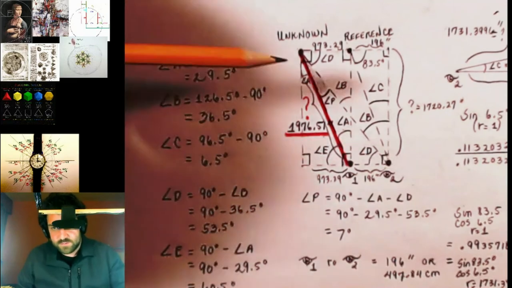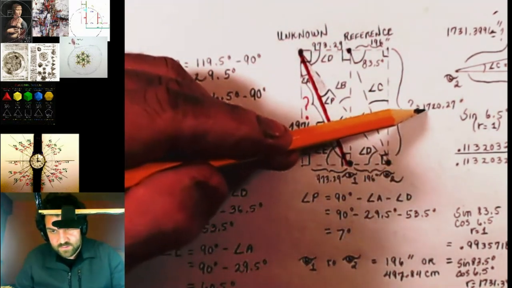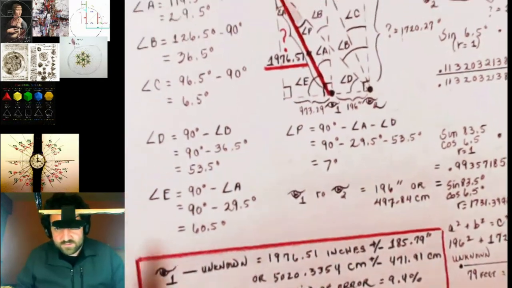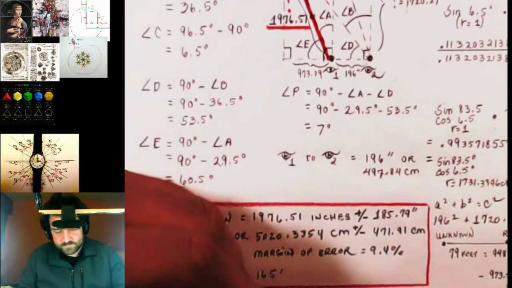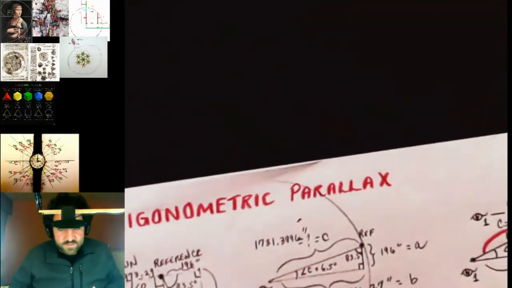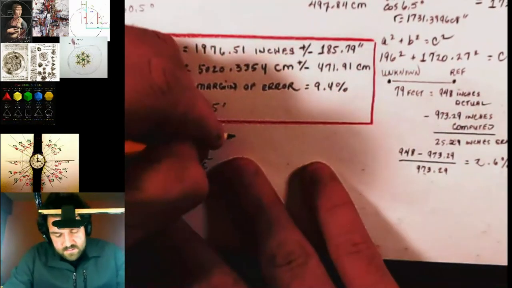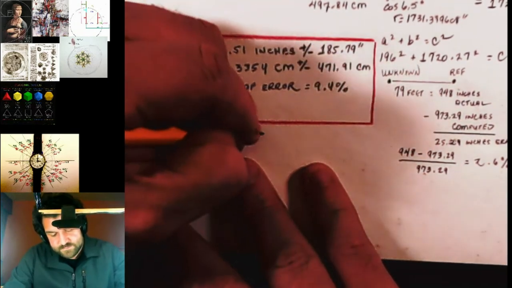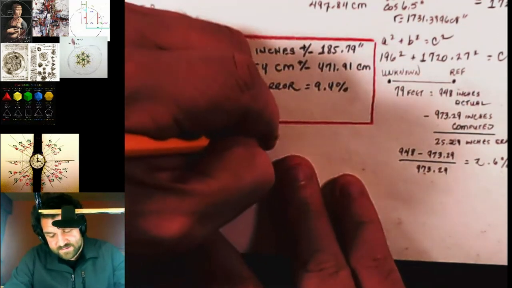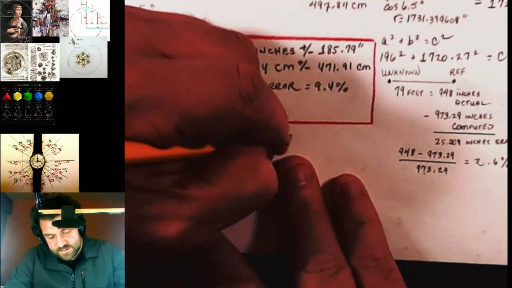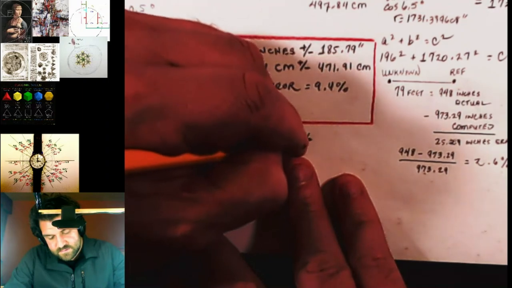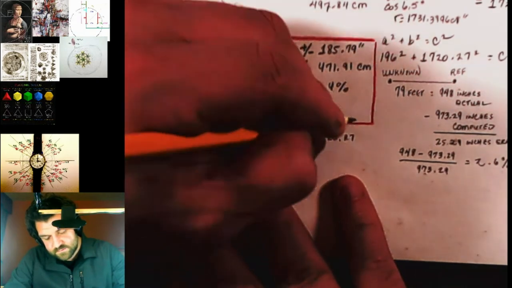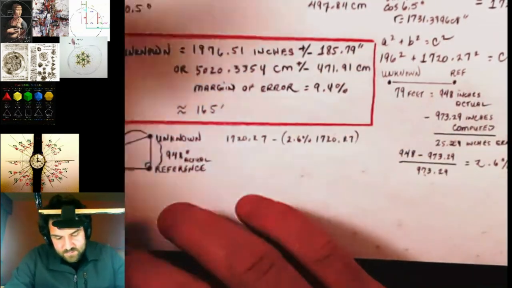Okay, so if I wanted to compute this triangle out, I could subtract 2.6% from this number here. Let's do that. So 1720.27. Let's go back down here. I want you to see this. If I take 1720.27 and I subtract out 2.6% of 1720.27, I'll have the correct measurement.